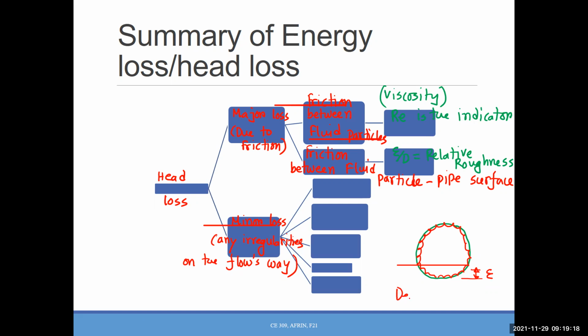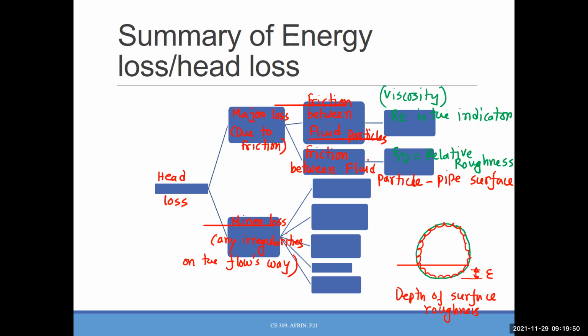So this depth of surface roughness is actually the epsilon, and this epsilon is well established for all the common pipes, so we can get those values from the literature. We don't have to measure all the time. Okay, so these are the reasons. One can be the viscosity, and another one can be the pipe surface roughness. Those are the reasons for the major head loss.